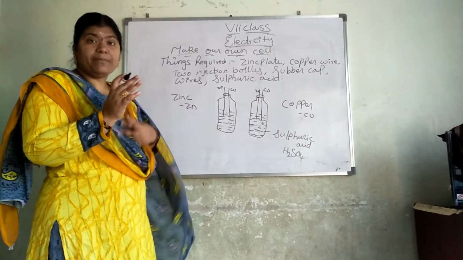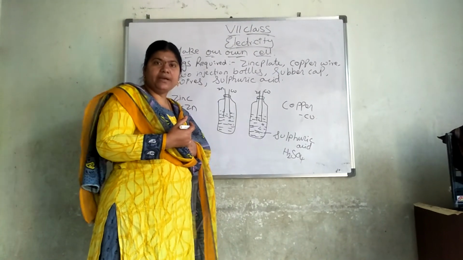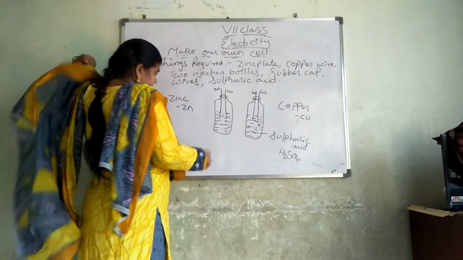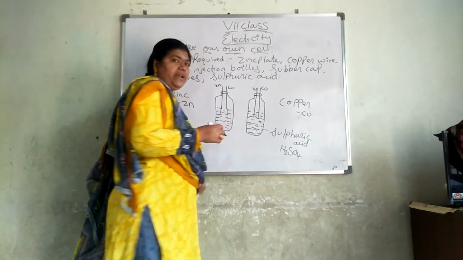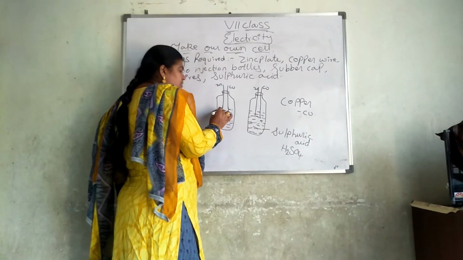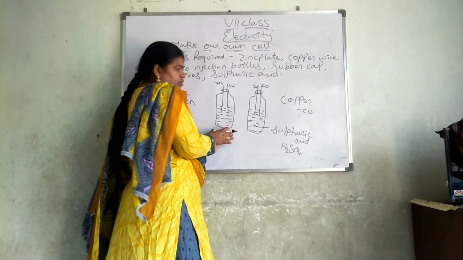They should be separated. They should not touch each other. If it happens, what will happen? The bulb will fuse off. If these two wires touch each other, what will happen? The bulb will fuse off. So because of that, these two wires must be inserted into the bottle, but they must not touch.